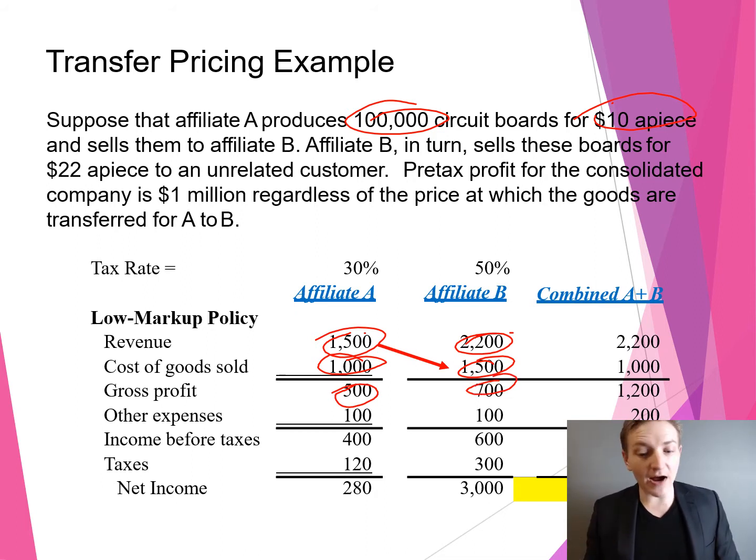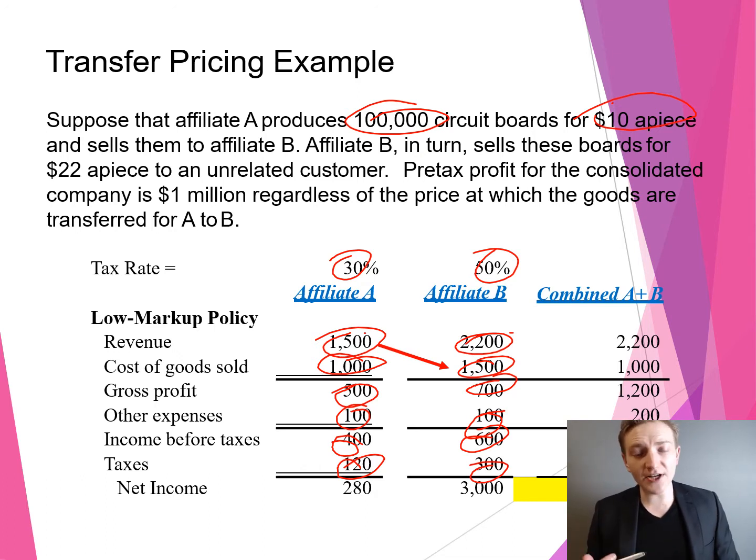We might have some other expenses that go on, so let's just assume that's $100 for each of these. Then we've got an income before tax, for example, $400 for affiliate A, $600 for affiliate B. Now suppose the tax rates are different for A and B. Suppose the tax rate for A is 30% and the tax rate for B is 50%. What do we have here? Well, it means that our taxes for A are $120, which is 30% multiplied by 400. The taxes for B are $300, which is 50% multiplied by 600.